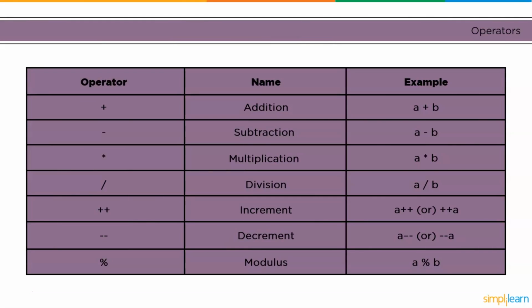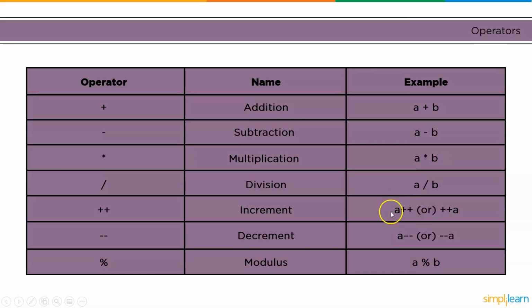The next concept is operators in Java. To understand operators, let's go through a table. On my screen you can see a table with some of the most commonly used arithmetic operators: plus for addition, minus for subtraction, and similarly star, forward slash, double plus, and double minus. Double plus and double minus are the increment and decrement operators respectively.